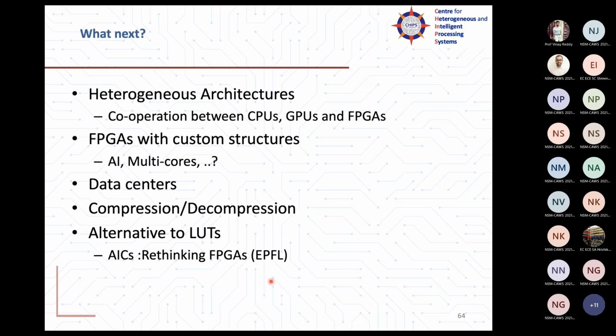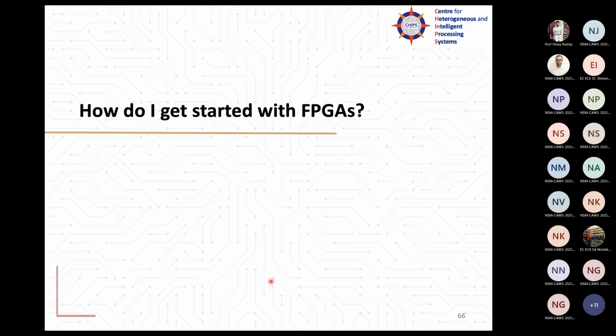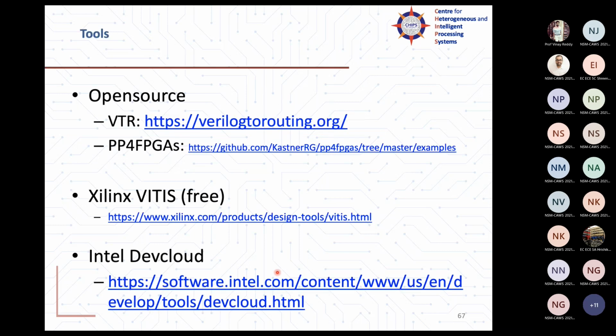So what next? Heterogeneous architectures are something we should expect. There will be cooperative execution between CPUs, GPUs, FPGAs. There will be custom structures in data centers, etc. And yeah, I think I had a few more things, but in the interest of time, for those of you who are interested in getting started, there are a bunch of resources available for free in the open source domain that can help you get started.